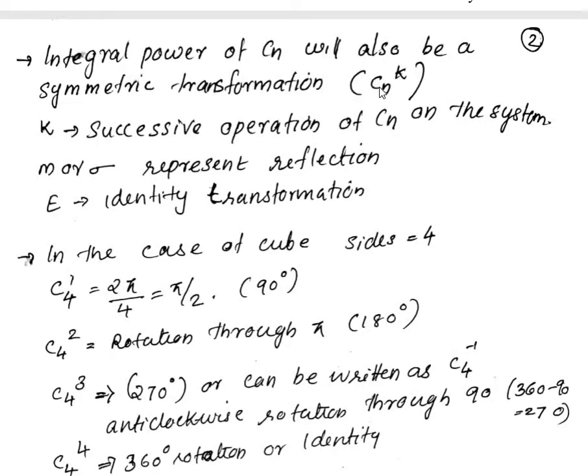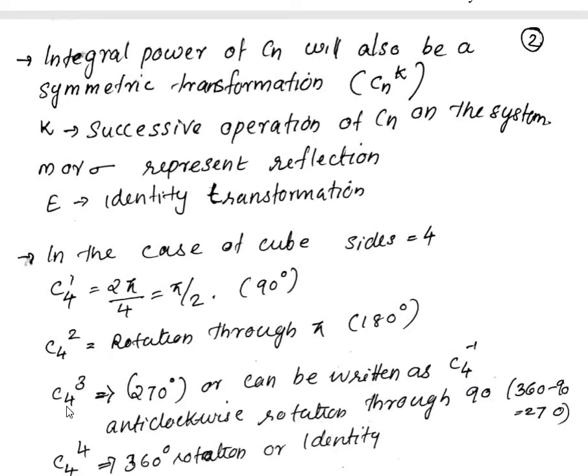So again C43, that is rotation through 270 degrees. In the case of a square, it is C43. That is equal to 270 rotation. So this C43 can be written as C4 minus 1. What is C4 minus 1? It is rotation through 90 degrees in the counterclockwise direction. So this C43 and C4 inverse both are the same.